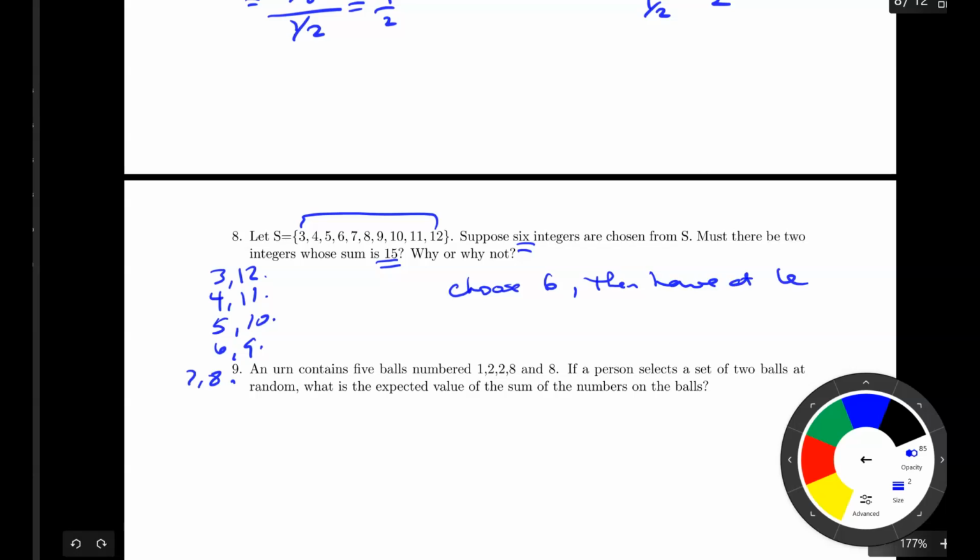Because, oops, because if I choose 5, worst case scenario, I choose 1, 2, 3, 4, 5. The next number I choose, 6, will give me a pair.